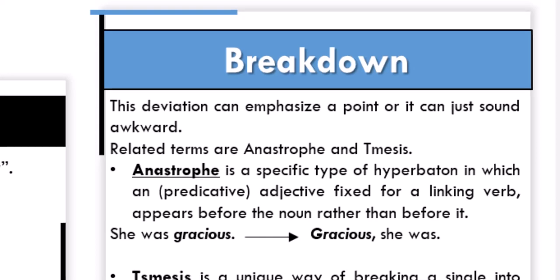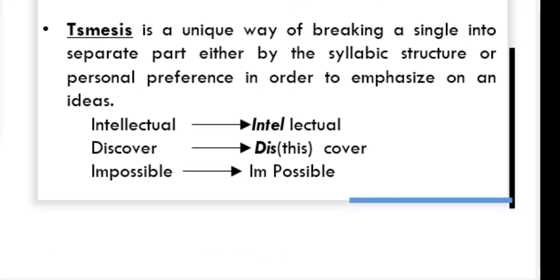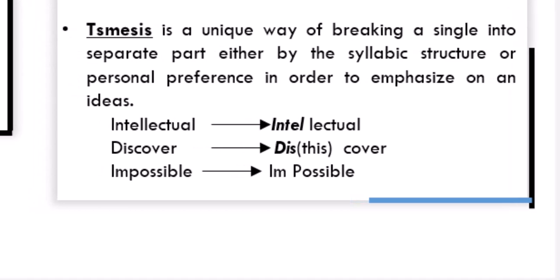Okay, tmesis is a unique way of breaking a single word into separate parts, either by the syllabic structure or personal preference in order to emphasize an idea. Okay, so take a look at intellectual. We have the word to be intel-lectual. Discover, we have dis-cover. Okay, impossible, most times we make it to be im-possible, meaning I am possible sometimes. Okay, so that's just how hyperbaton works.